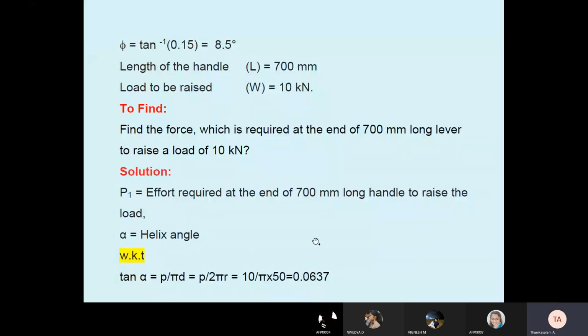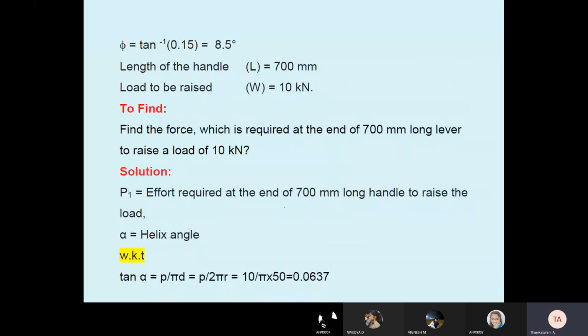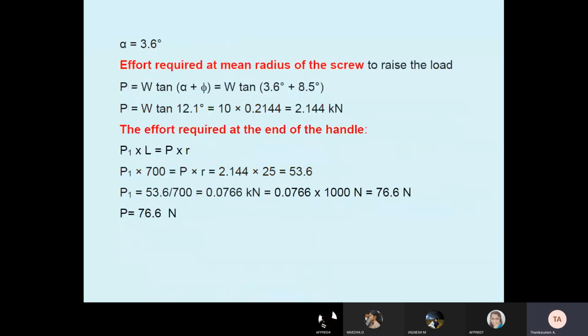Therefore, so we have the formula, no? This is lifting or lowering. Raise the load means lift, no? So we have the formula for lift, the effort required at the mean radius. So to lift the load, raise the load, we have the formula P equal to W tan(alpha plus phi).